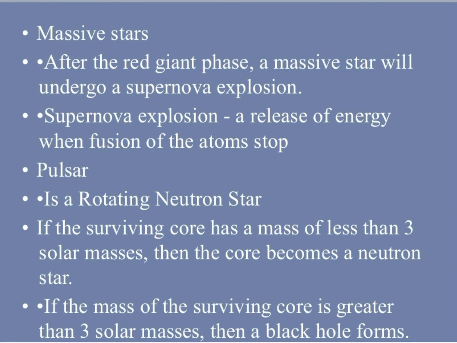Massive star. After the red giant phase, a massive star will undergo a supernova explosion. Supernova explosion, a release of energy when fusion of the atoms stops. Pulsar is a rotating neutron star. If the surviving core has a mass of less than 3 solar masses, then the core becomes a neutron star. If the mass of the surviving core is greater than 3 solar masses, then a black hole forms.